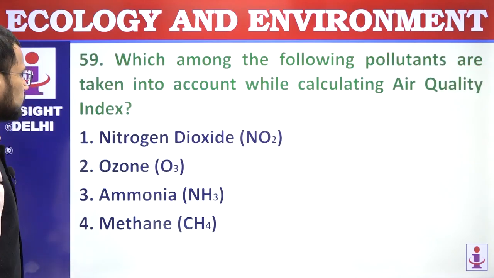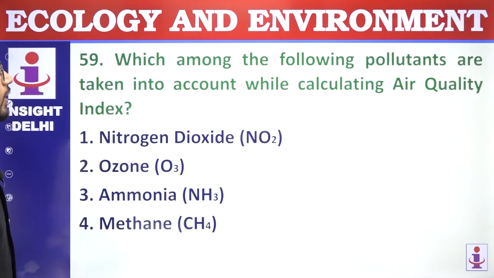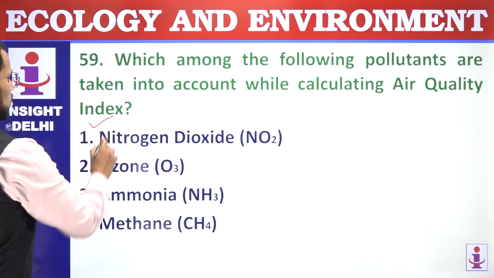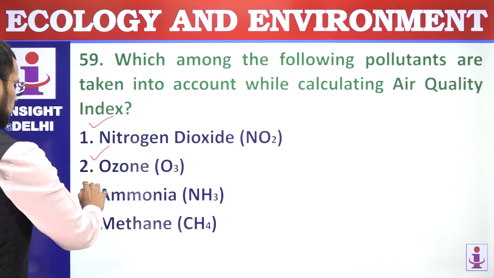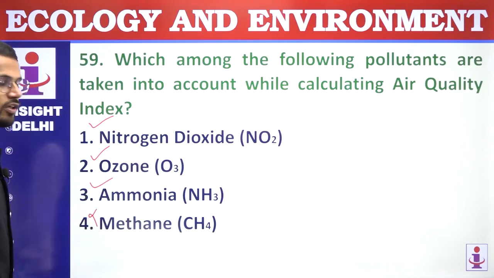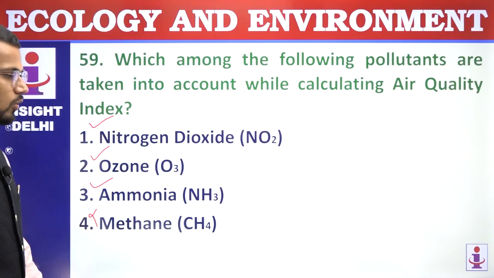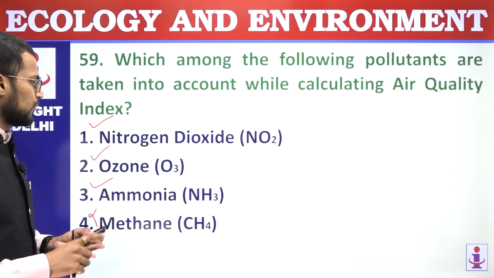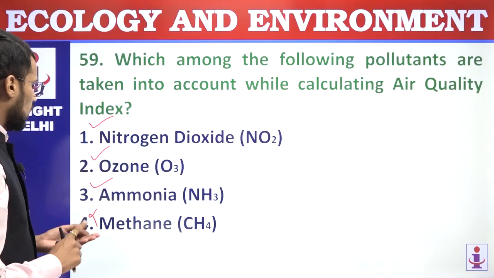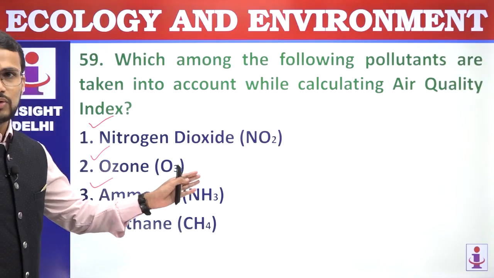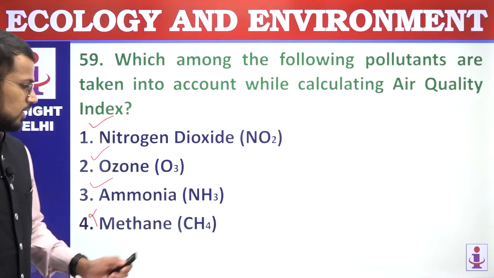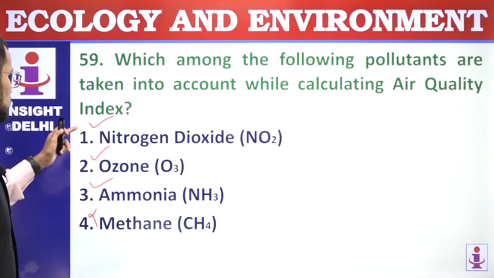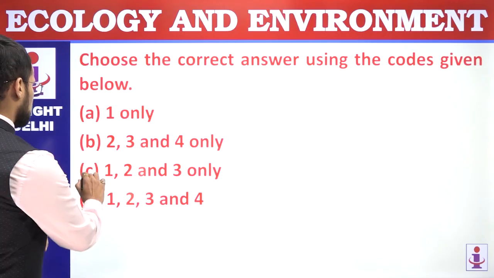Next, 59. Which among the following pollutants are taken into account while calculating air quality index? So while calculating air quality index, nitrogen dioxide, ozone, ammonia are taken into account. Methane is not taken into account. And other pollutants that are taken into account are PM 2.5, PM 10, then lead is also taken into account, ammonia is there. Then sulfur dioxide is also taken into account and ozone. Methane is not taken into account. Answer is 1, 2 and 3 mentioned in option C.